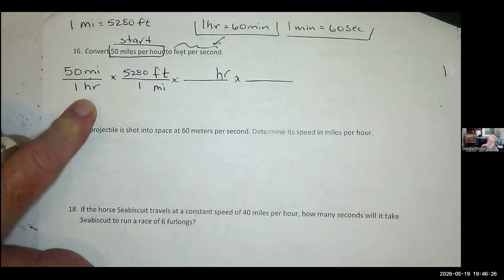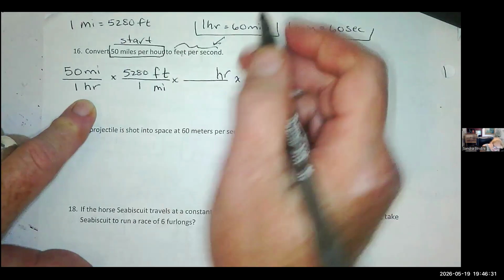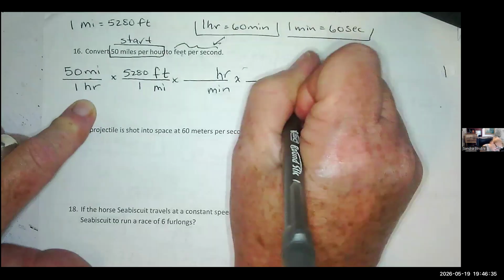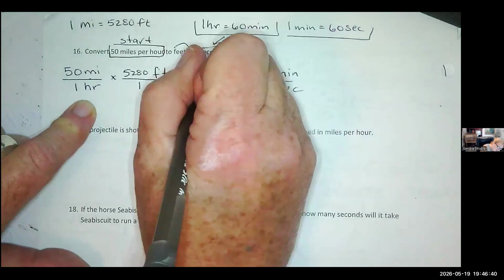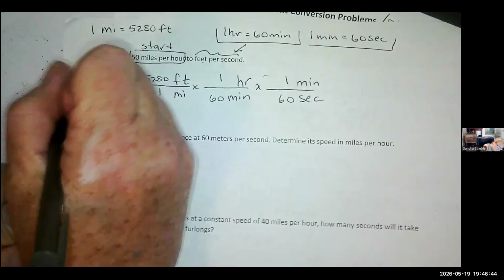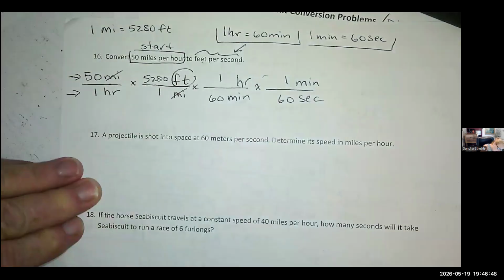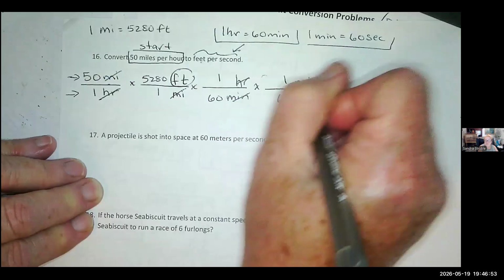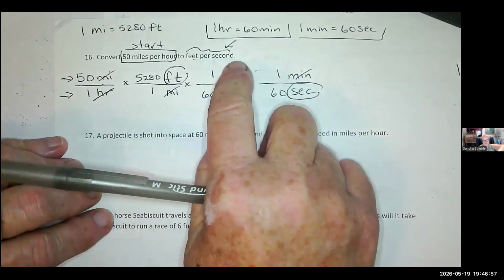So we can go from hours to minutes. We don't want minutes, so it needs to go up top. And then we can go to seconds. I'll show you how it works. Let's plug in our numbers, 1 and 60, 1 and 60. When you multiply straight across, miles are gone. You're left with feet in the top, which is what we want. Hours are gone. Minutes are gone. We're left with seconds in the bottom, feet per second. That per means the feet's on top, the seconds are on the bottom.